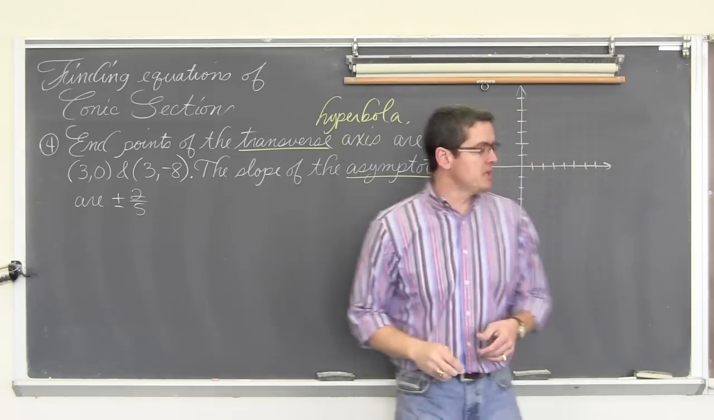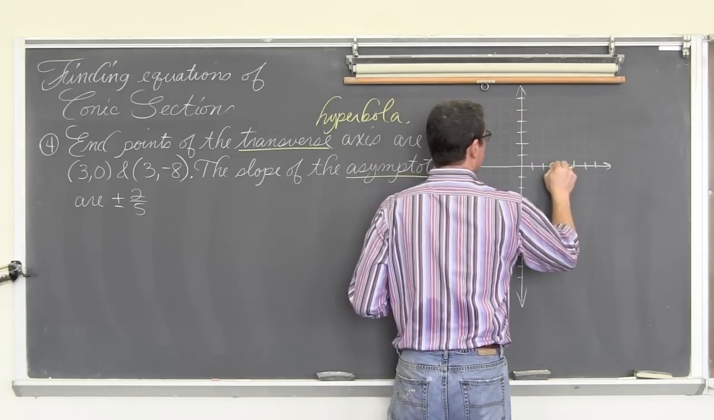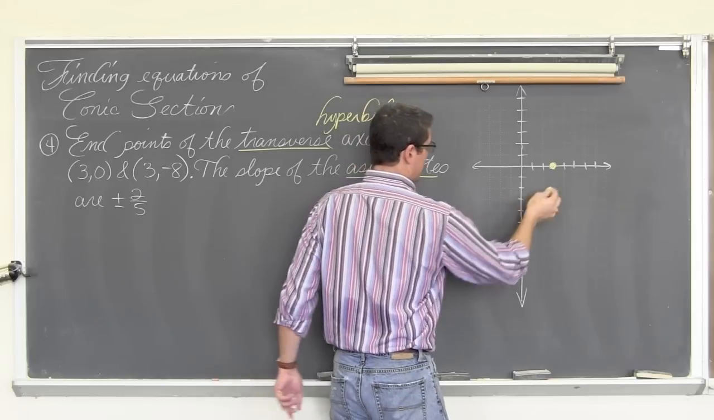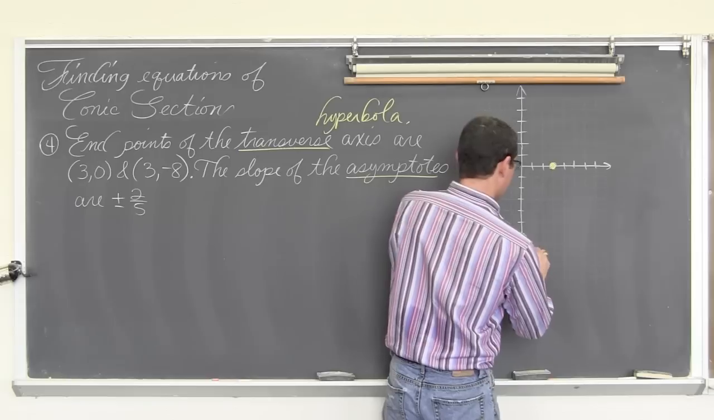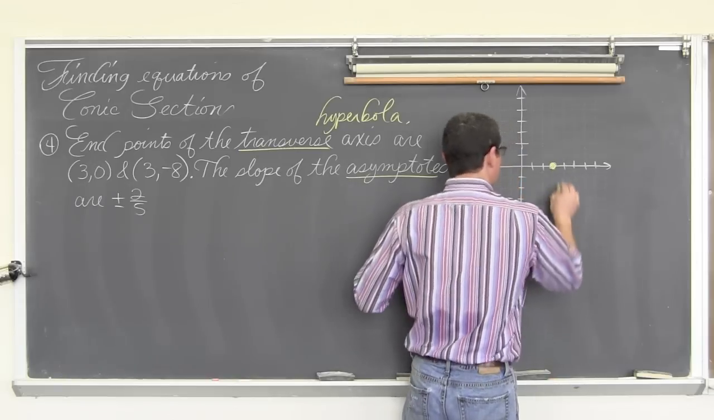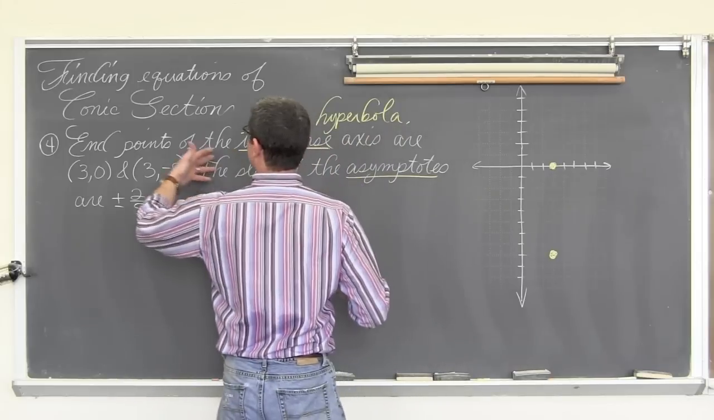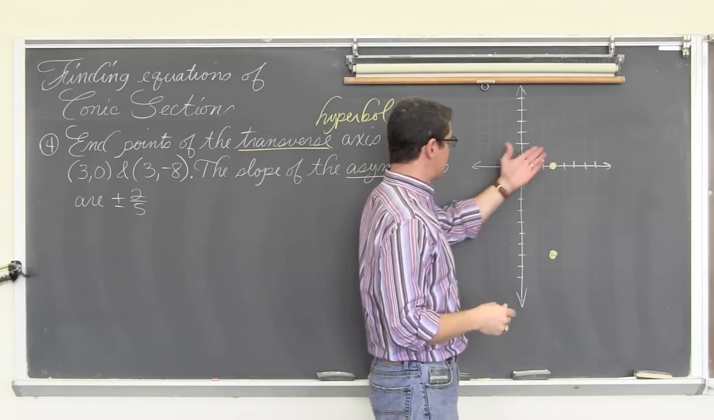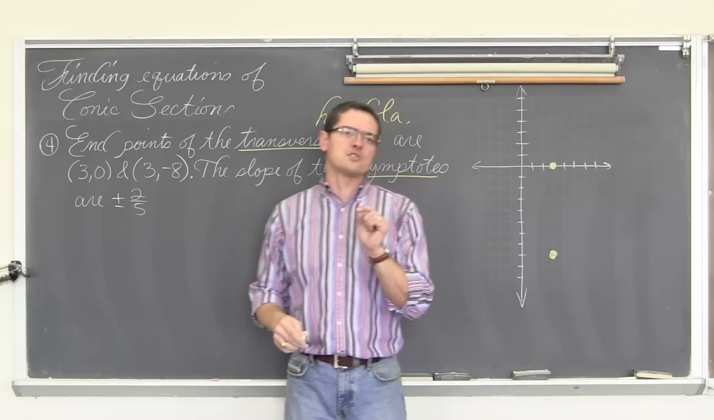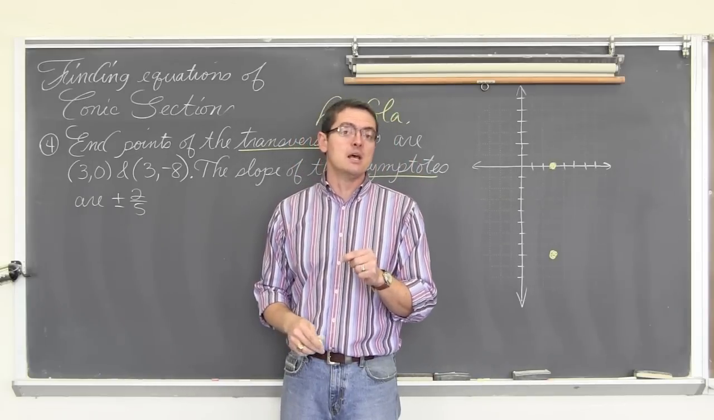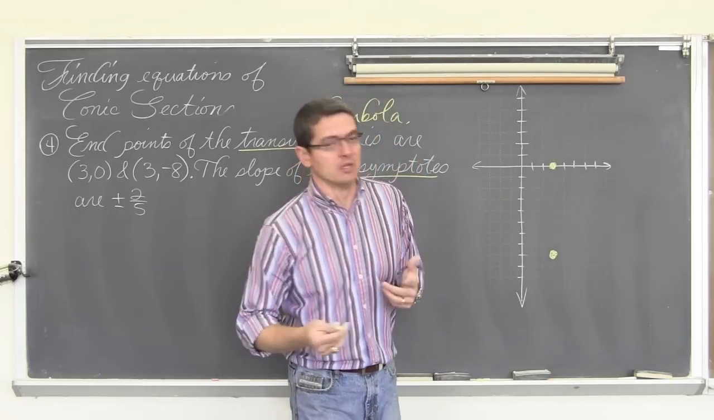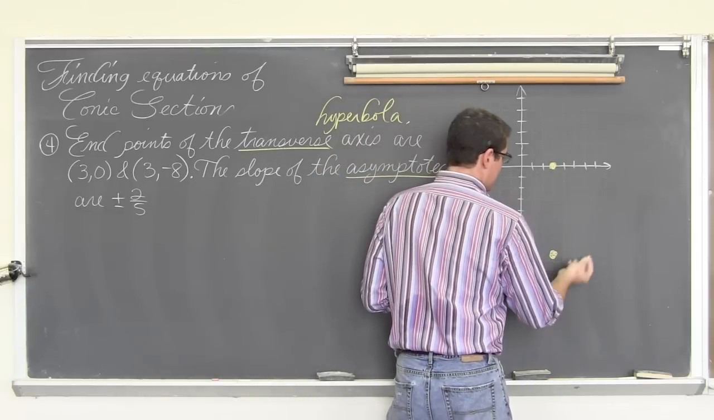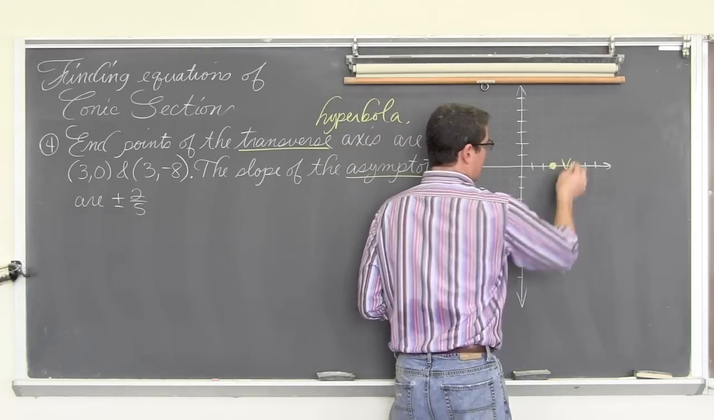So we have a point at (3, 0), and another one at (3, -8). So 1, 2, 3, 4, 5, 6, 7, 8. The endpoints of the transverse axis, that's the line segment that connects the two vertices of a hyperbola. So that means that these are my vertices.